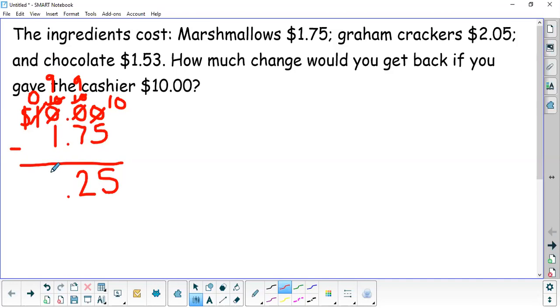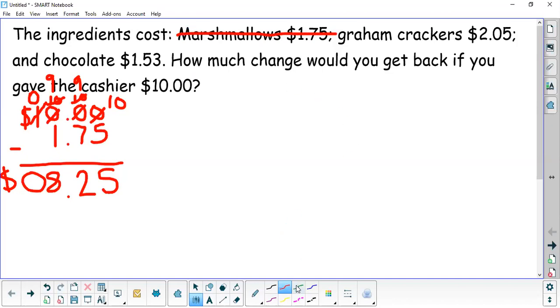9 minus 1 is 8. Of course, 0 minus 0 is 0. So here we have $8.25 is going to be the first part of that. Are we done? Is that how much change we get back when we give the cashier $10? No, we're not done, because all we have done is subtracted out the marshmallows, but we still have to buy graham crackers and we still have to buy chocolate.